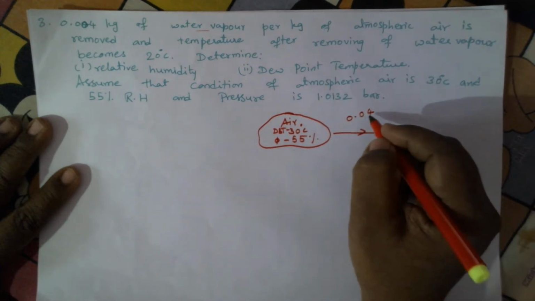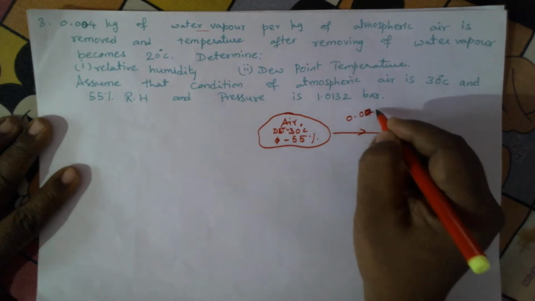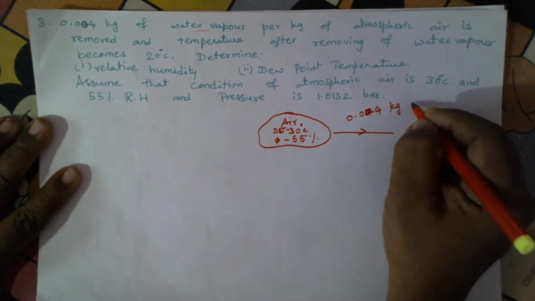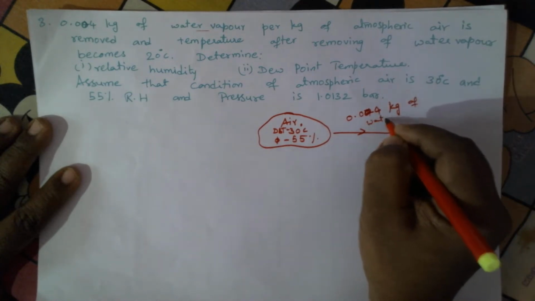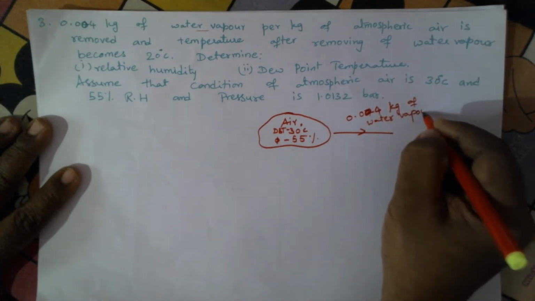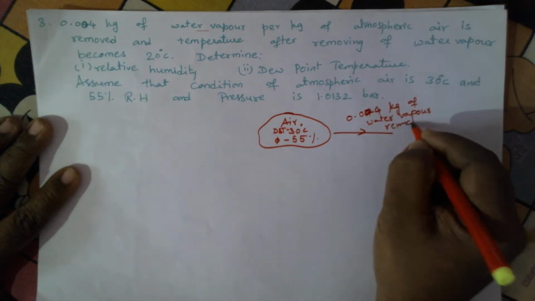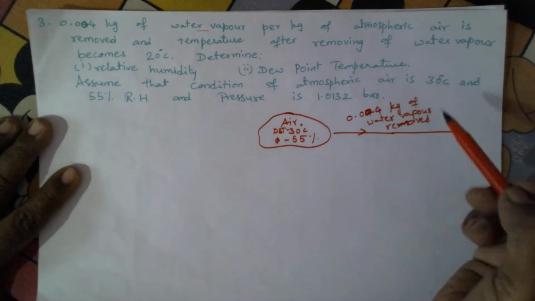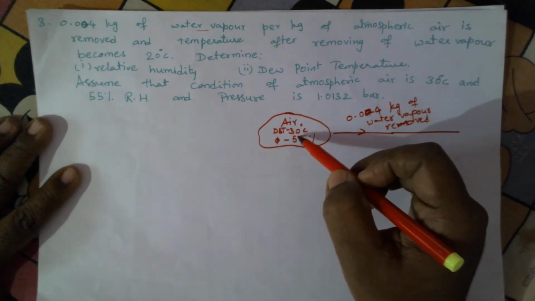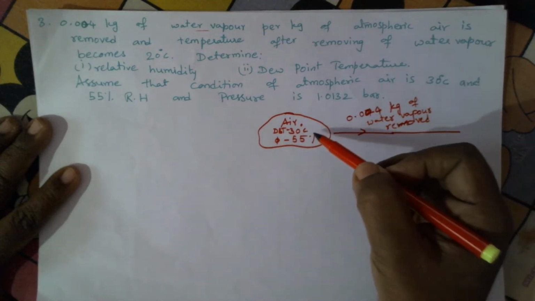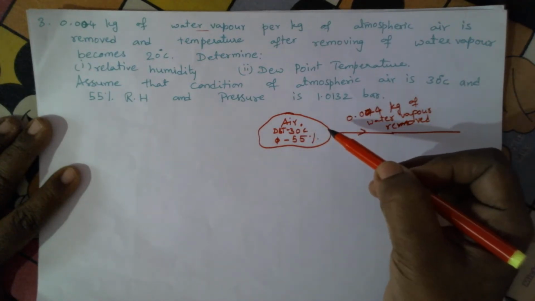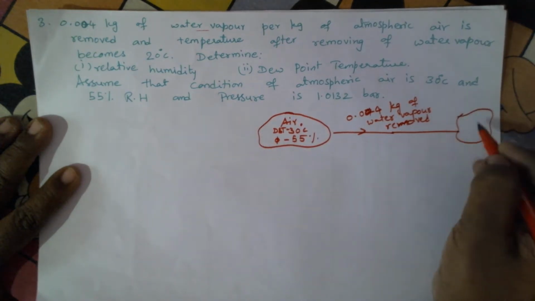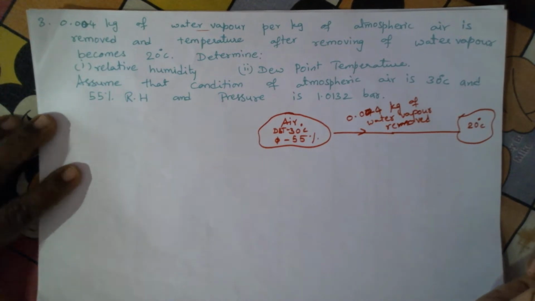0.004 kg of water vapor is removed. So then after that what happened? After removing the water vapor, it is cooled, because the 30 degrees temperature is reduced to 20 degrees centigrade. So finally the temperature is 20 degrees centigrade.